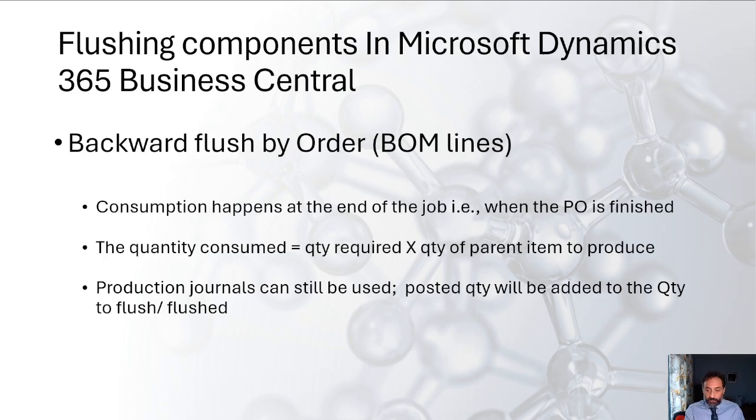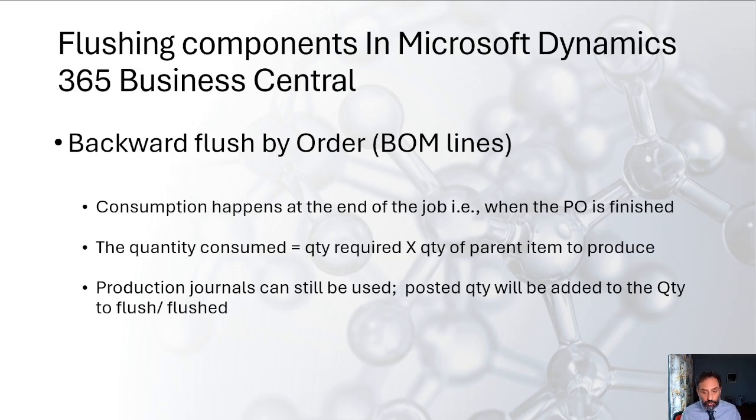The other flushing method that we're going to look at today is the backward flush, which again can be backward flush by order, in this case bill of material lines, and or by operation. So backward flush by BOM allows us to consume the components at the end of the job. So for example, when the production order is finished as opposed to released. Or when, again, the operation is finished, when we look at the by operation.